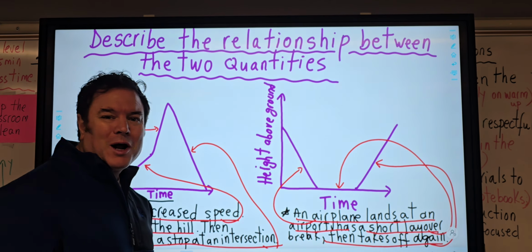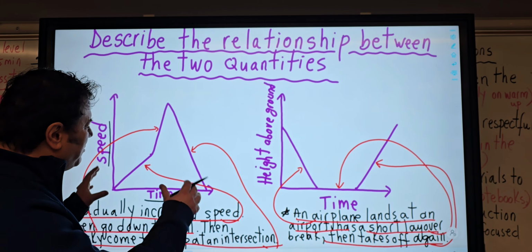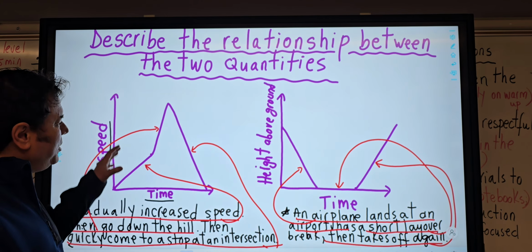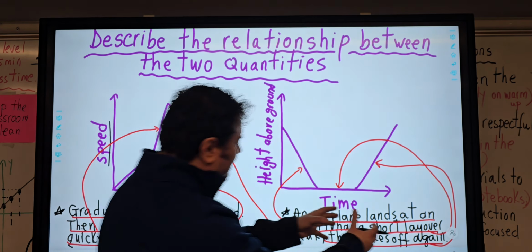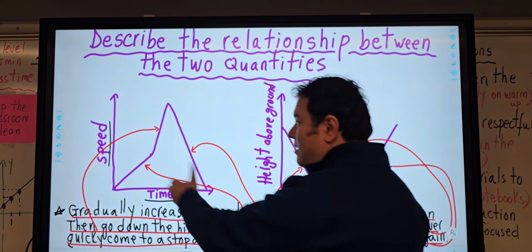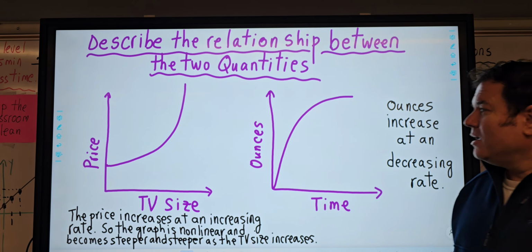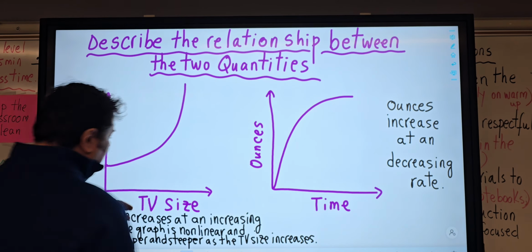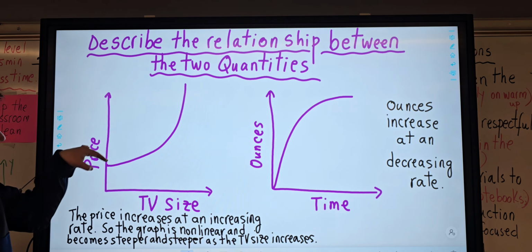It is very important for us to be able to identify and interpret graphs when we just have quantities. Instead of having the x and y coordinates, we just have quantities: time, height above the ground, time, and speed. Okay, let's look at two more examples here. Here we have the price and the TV size, and we have to interpret this line.